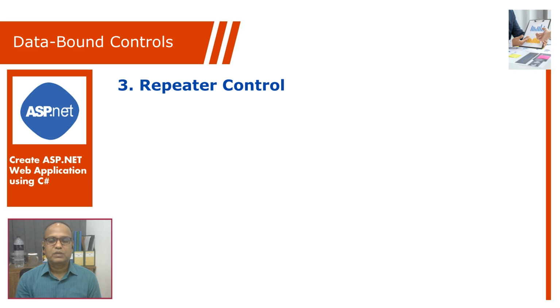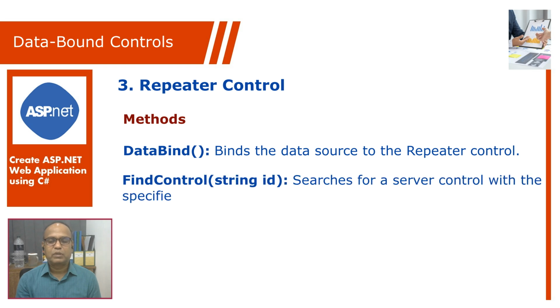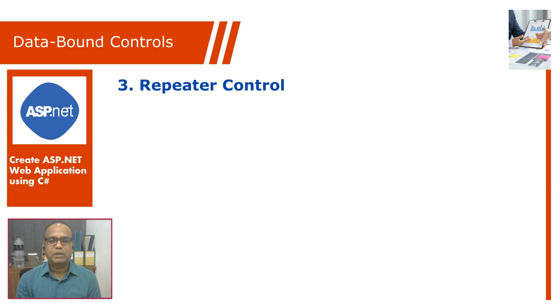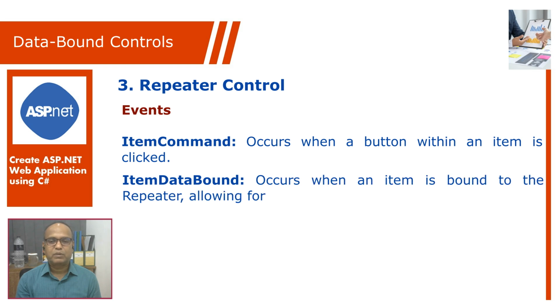Methods. Data bind binds the data source to the repeater control. Find control string ID searches for a server control with the specified ID. Events. Item command occurs when a button within the item is clicked. Item data bound occurs when an item is bound to the repeater, allowing for handling individual item binding.